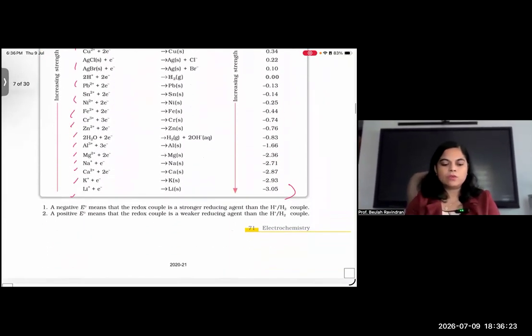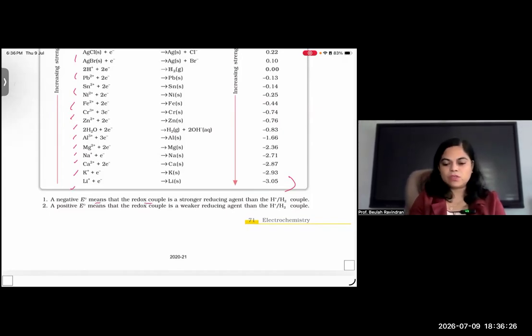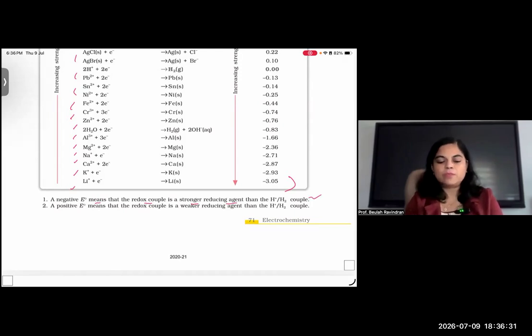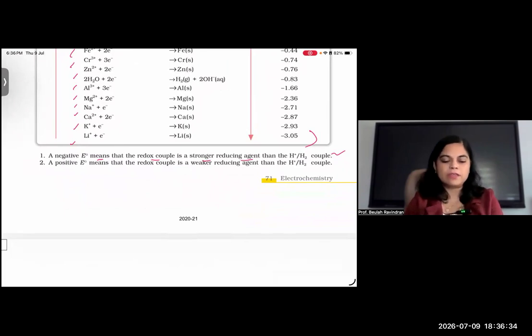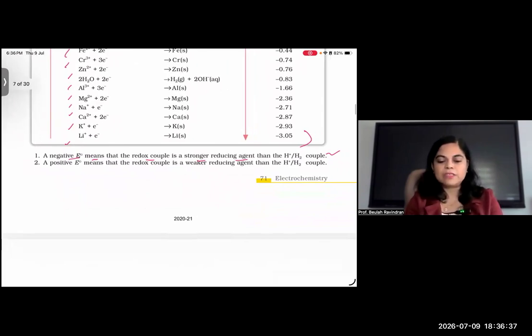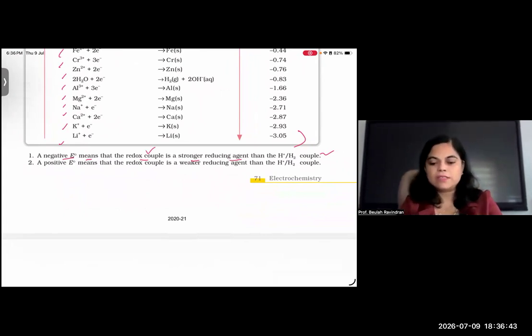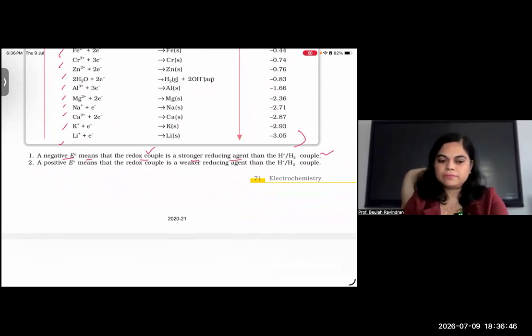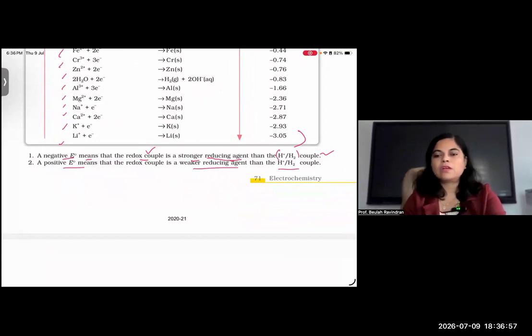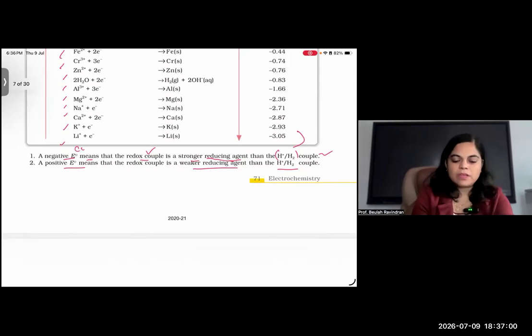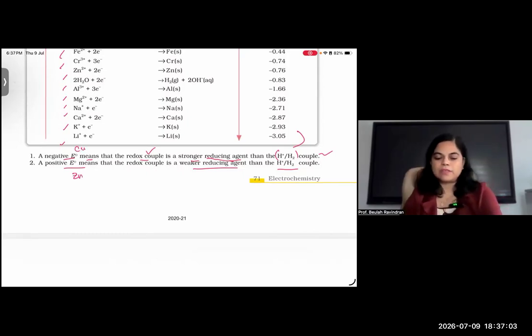Then, a negative electrode potential means the redox couple is a stronger reducing agent than the hydrogen couple. That's what we saw already, again and again. Negative electrode potential means the redox couple, meaning the total reaction, is a stronger reducing agent than the H plus and H2 couple. Positive potential means a weaker reducing agent than the H plus and H2 couple. We saw this, for example, with copper and zinc. I hope you remember that, right?